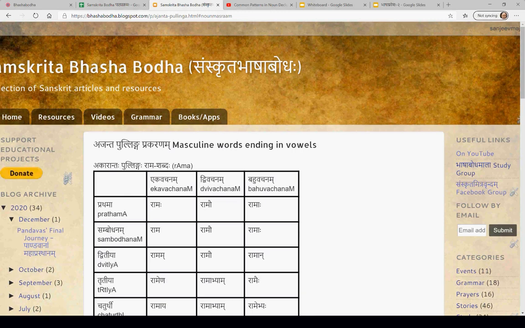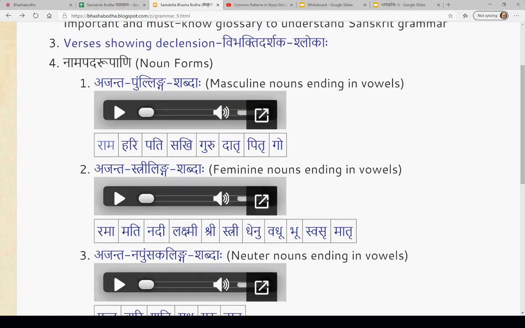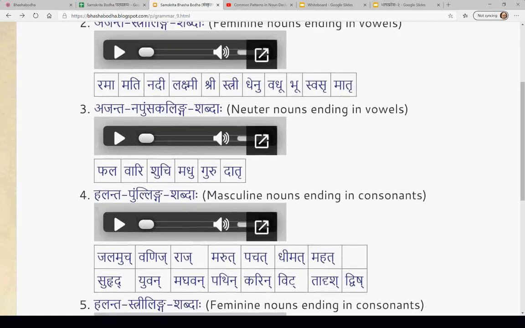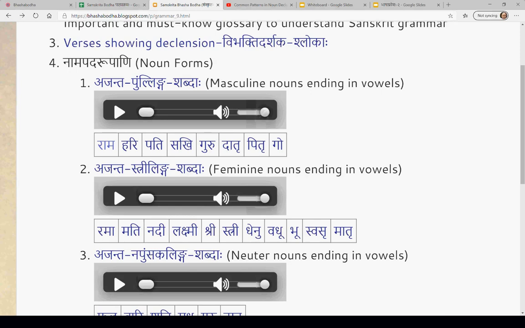This is important. There is another site I'm using, Shabda Rupamala by Professor Madan Mohan Jha. There are many; there could be apps also. It contains almost all the forms for our everyday use.